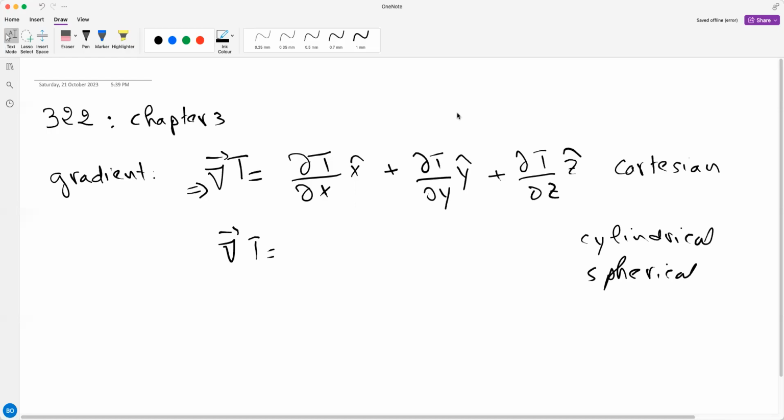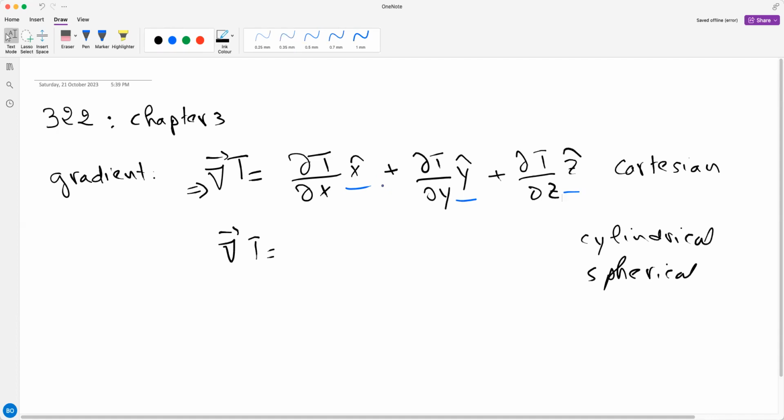Okay, good afternoon. So we'll continue what we started in chapter 3, which is a general review of vectors. We already covered the gradient. The gradient is always applied to a scalar, and it gives us a vector with coordinates along x, y, and z.